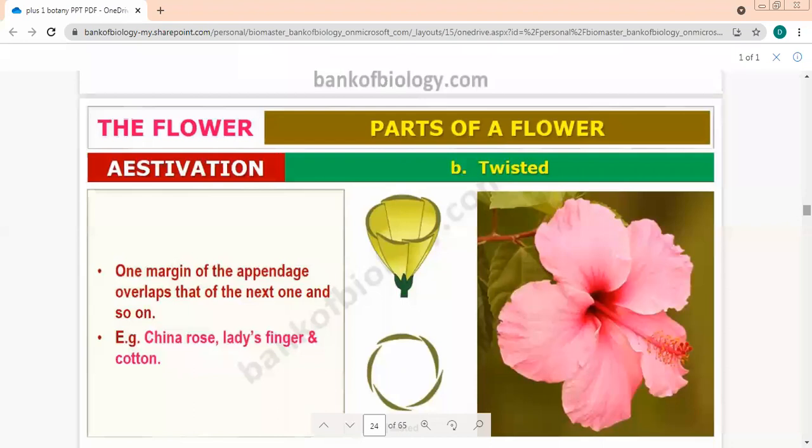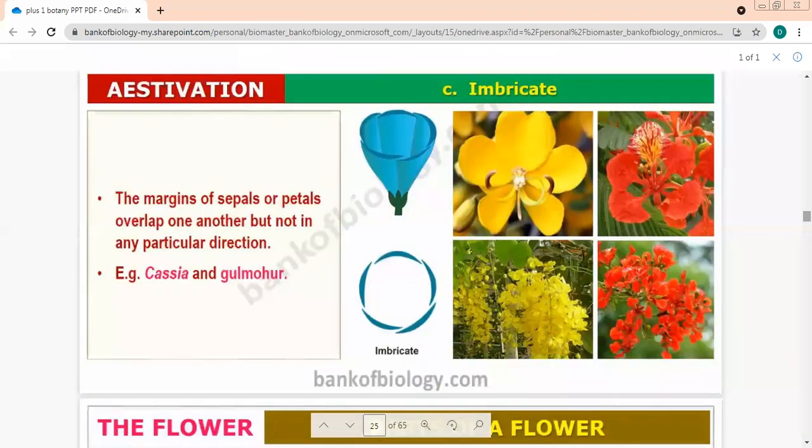Arrangement of sepals and petals. This pattern you can find in sepals also. Though we are explaining only in terms of petals, the same condition can be found in sepals also. And for both, we use the term estivation only.